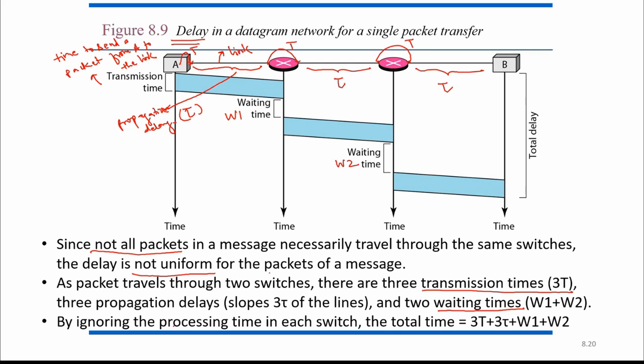So overall, ignoring the processing time in each switch, that is, suppose the processing time in each switch is not included, the total time taken is 3T, 3 transmission times, plus 3 tau, 3 propagation delays, plus waiting time 1 and waiting time 2. This will be the complete delay taken by one packet to transfer from A to B. So this is how the delay is calculated in a datagram network.